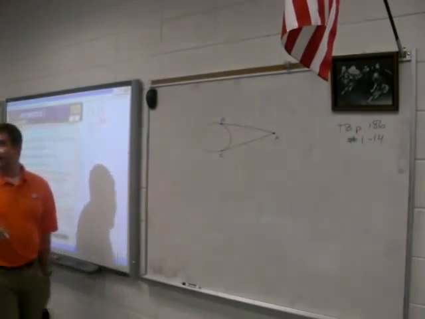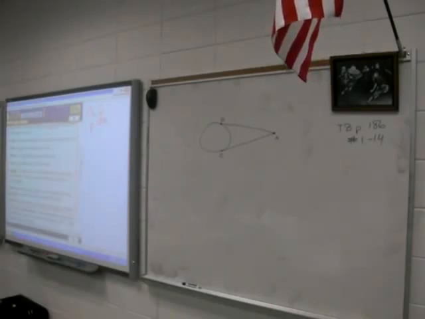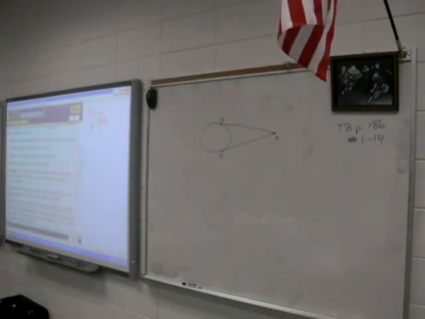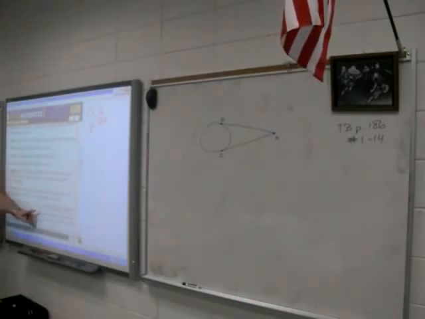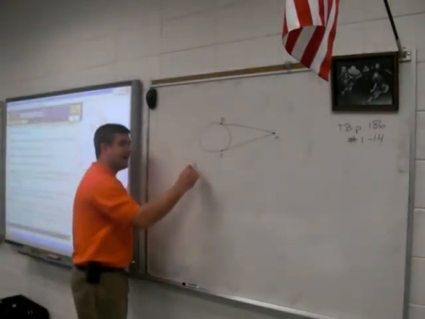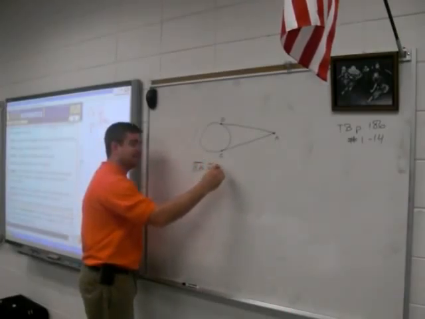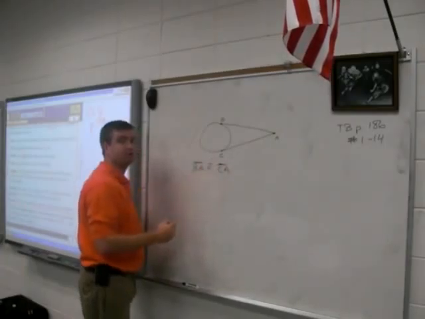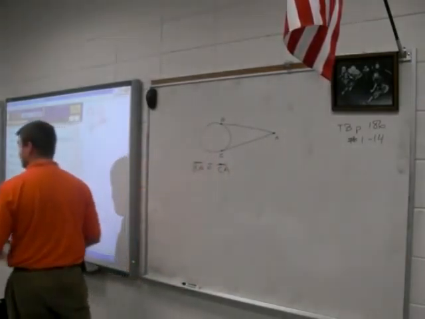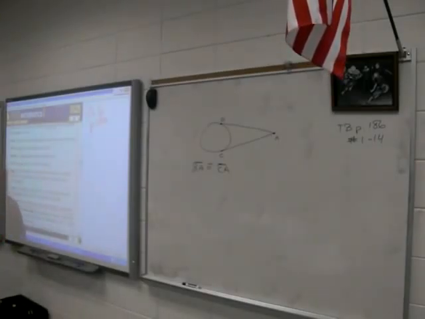What is the theorem? Now that I've drawn it for you, what is the theorem saying? Can you put it in your own words or in terms of letters? Read it again. Tangent segments from a common exterior point are what? They are congruent. So I could say line segment BA is congruent to line segment CA. Why? Because of this theorem. You don't have to prove it. You can just accept it as fact.